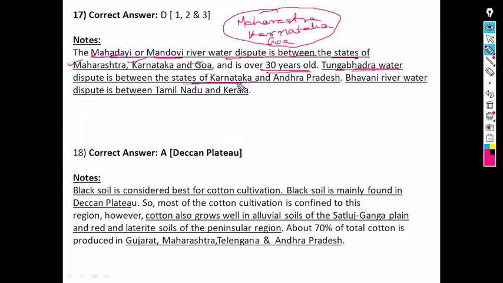The Tungabhadra water dispute is between Karnataka and Andhra Pradesh particularly. The Bhavani river dispute is between Tamil Nadu and Kerala.